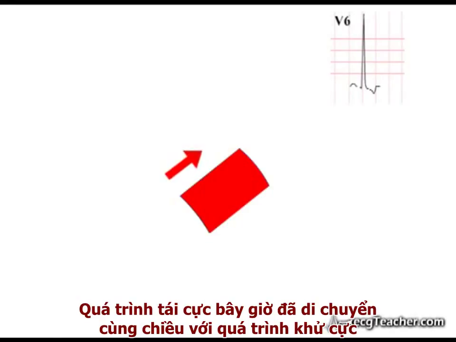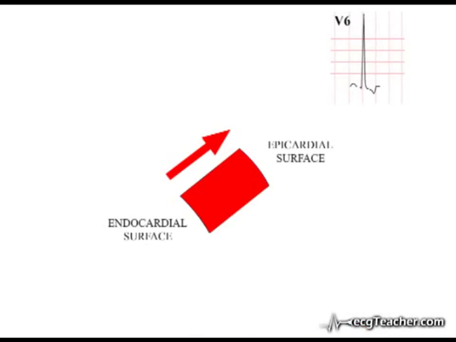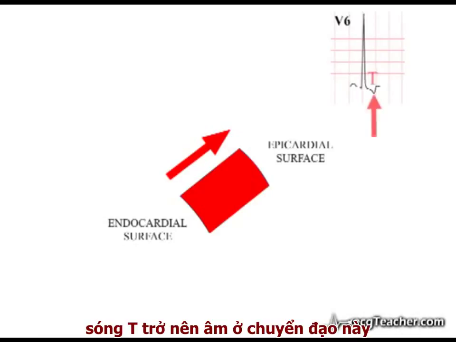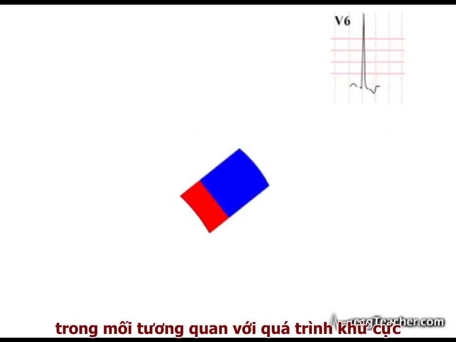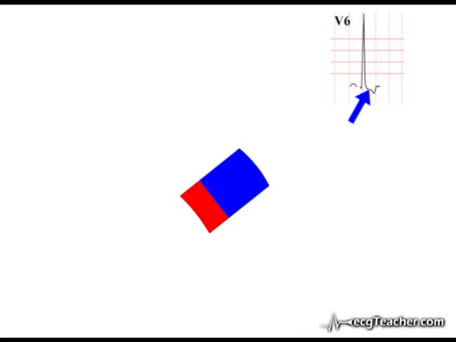Repolarization is now moving in the same direction as the depolarization wave, from endocardium to epicardium. And as it is moving towards lead V6, the T waves become negative in this lead. You will also appreciate that relative to the peak of the depolarization wave, repolarization is occurring early, manifesting as a negative deflection during the ST segment.